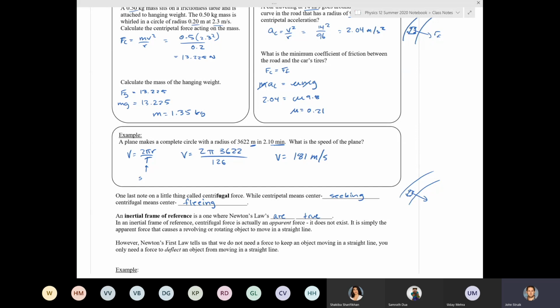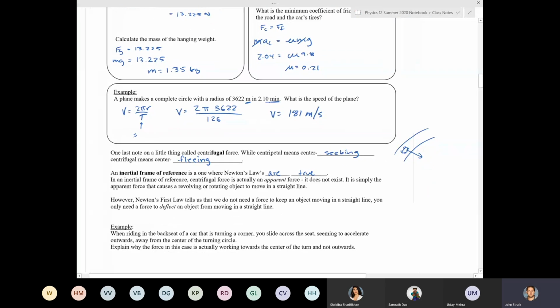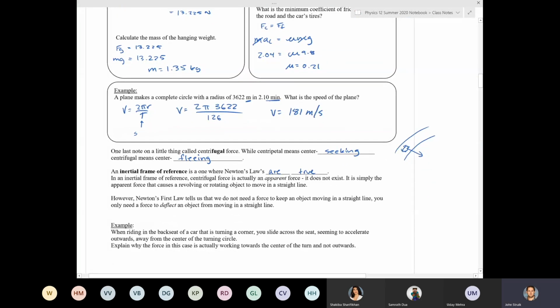Okay, we know because of day-night cycles and all that stuff, but you can't just jump and then land in a different position because you are in that inertial frame of reference. Newton's laws are true. Okay, so within our inertial frame of reference, like if you're in a car traveling at constant velocity, let's say, the centrifugal force is actually an apparent force. It doesn't exist, but you feel it still.